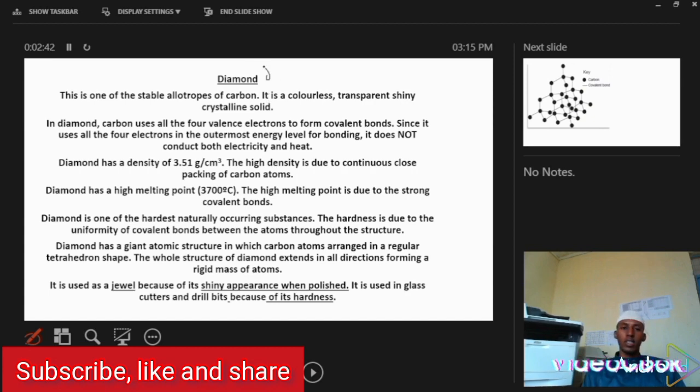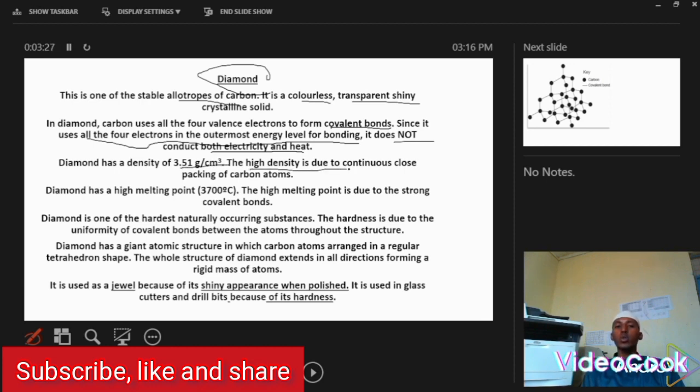Let's start with diamond first. Diamond is one of the stable allotropes of carbon. It's a colorless, transparent, shiny crystalline solid. In diamond, carbon uses all 4 valence electrons to form covalent bonds. Since it uses all 4 electrons in the outermost energy level for bonding, it does not conduct electricity and heat, due to the lack of delocalized electrons. Diamond has a density of 3.15 grams per cubic centimeter.